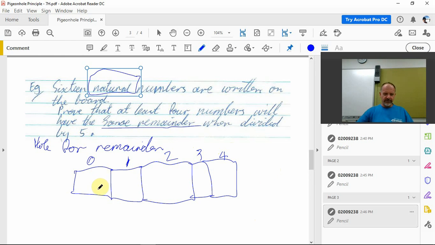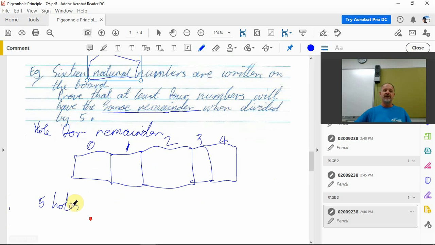So what do we got here? We've got 1, 2, 3, 4, 5. So we've got 5 holes. So we've got 16 natural numbers written on the board. So we've got 16 numbers and 5 holes to stick them in.